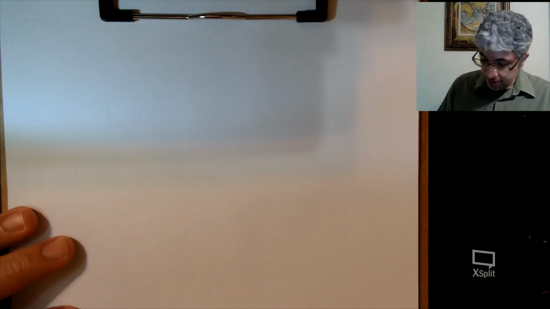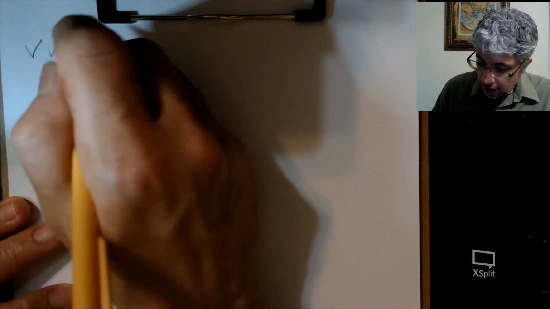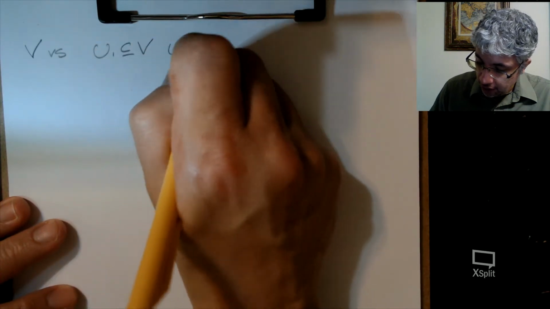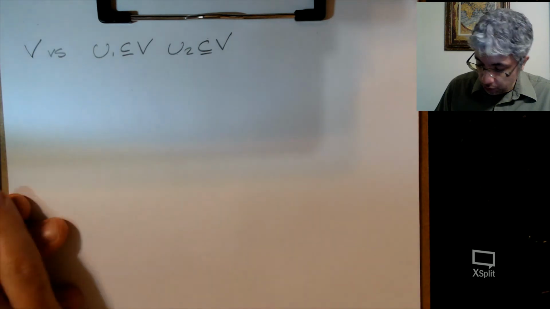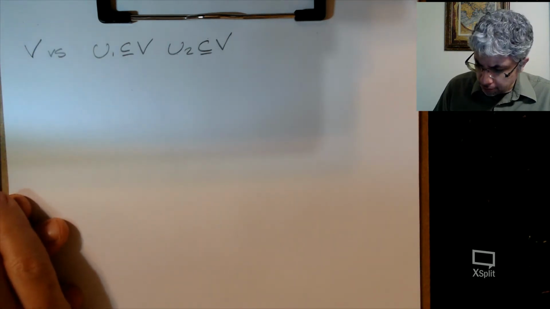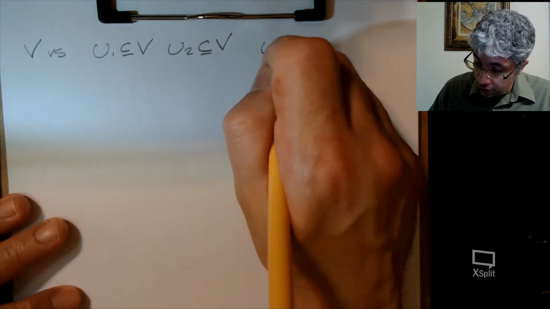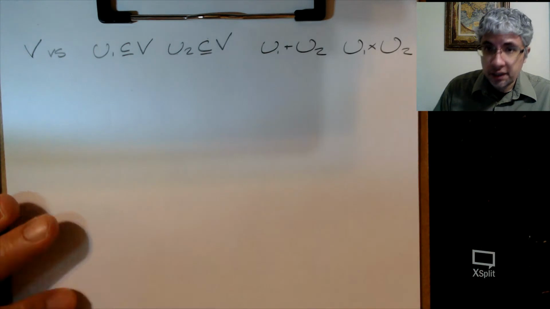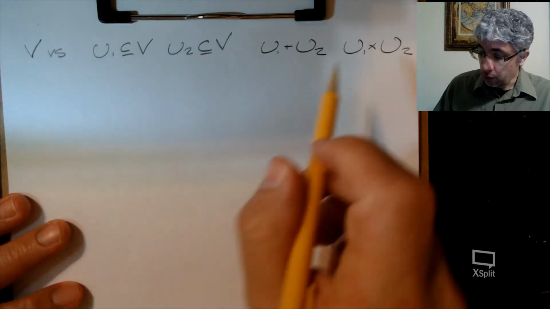Hello, students. So suppose we have a vector space V, and suppose U1 is a subspace of V, and U2 is a subspace of V. Maybe more, this will extend, but what we could do is take U1 plus U2, but we can also take U1 times U2. We could take the product of U1 and U2. Now, what would the product be?